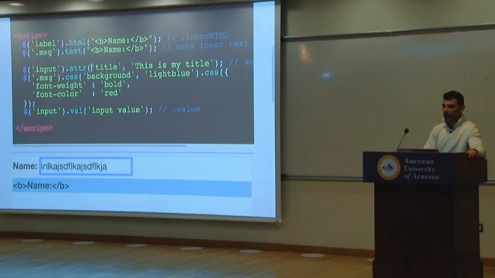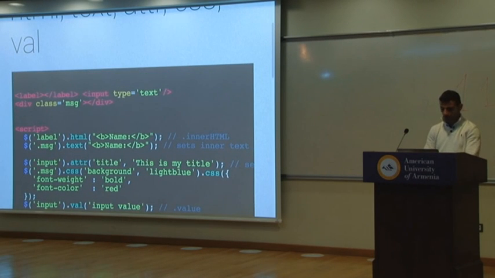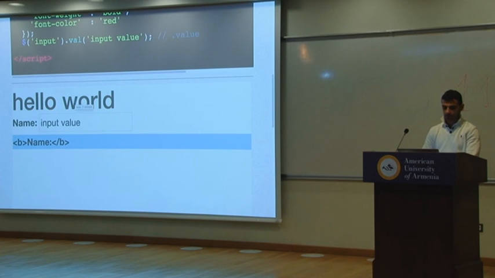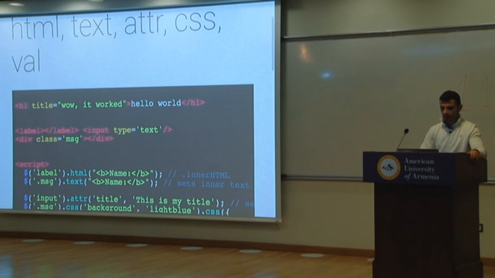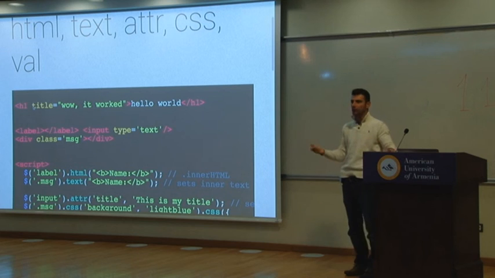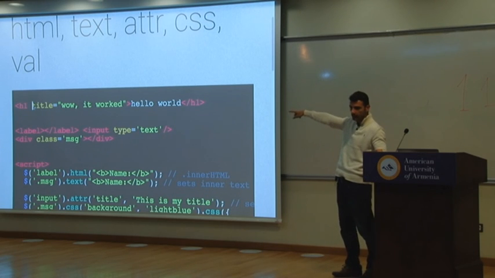Then on the input tag, I can do title, something or other. Notice this adder. This means add an attribute. Let me explain what an attribute is. Suppose you add an H1, and then in it you have hello world. I can have an attribute like title. Wow, it worked. And now if I mouse over it, you see that, right? That came from title. So these extra parameters that you pass to your element are called attributes. I'll say this again. Extra parameters that you're passing into your element are known as attributes.